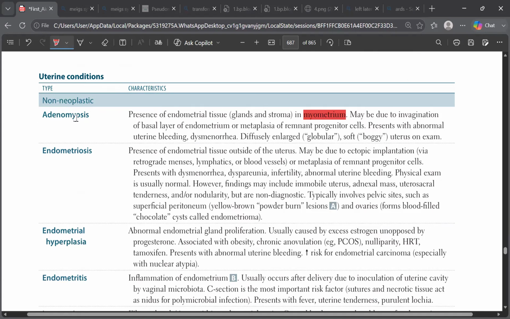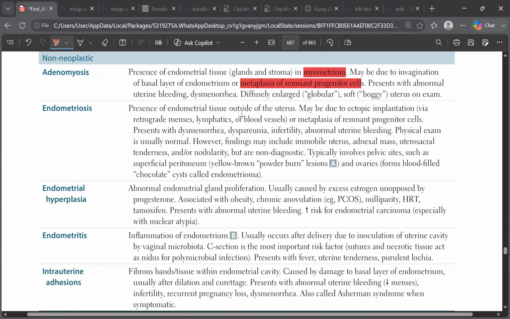And the causes are that the basal layer of the endometrium invaginates into the myometrium, or it could be due to metaplasia of remnant progenitor cells. It presents with abnormal uterine bleeding, dysmenorrhea, and a diffusely enlarged, globular, soft, boggy uterus on exam. Then comes endometriosis. It is the presence of endometrial tissue outside of the uterus. So adenomyosis is endometrial tissue inside the myometrium, which is inside the uterus, with a globular, soft, boggy uterus on exam. But endometriosis is the presence of endometrial tissue outside of the uterus.